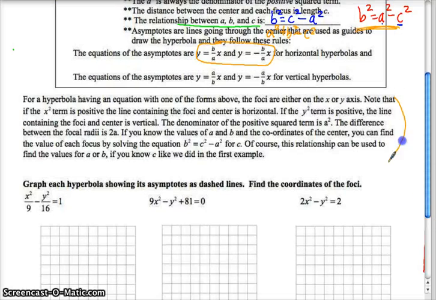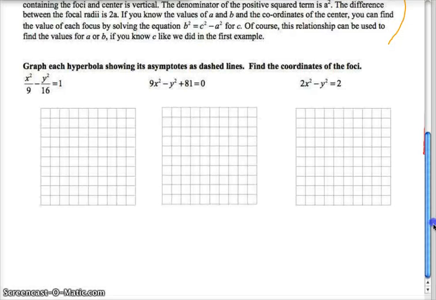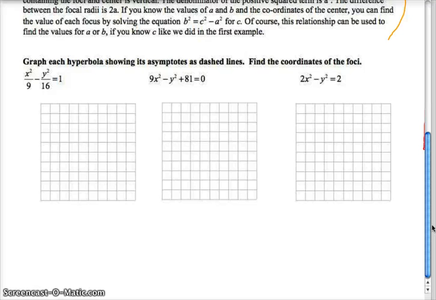So you can read this paragraph on your own, but I'm going to jump right into these examples. The first step you want to do is to make your hyperbola look like this. You're not going to be able to do anything until you make them have a 1 on the right-hand side. So this one's done.